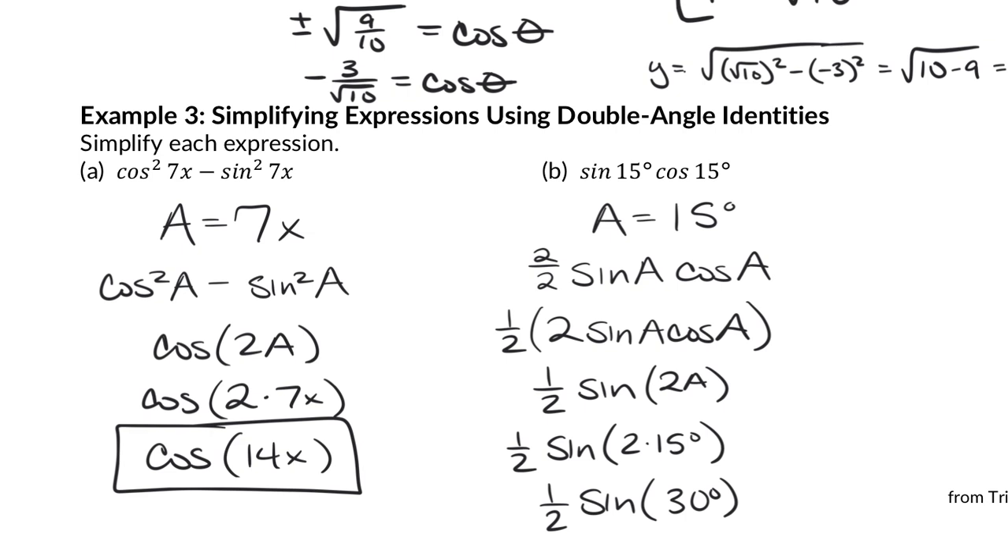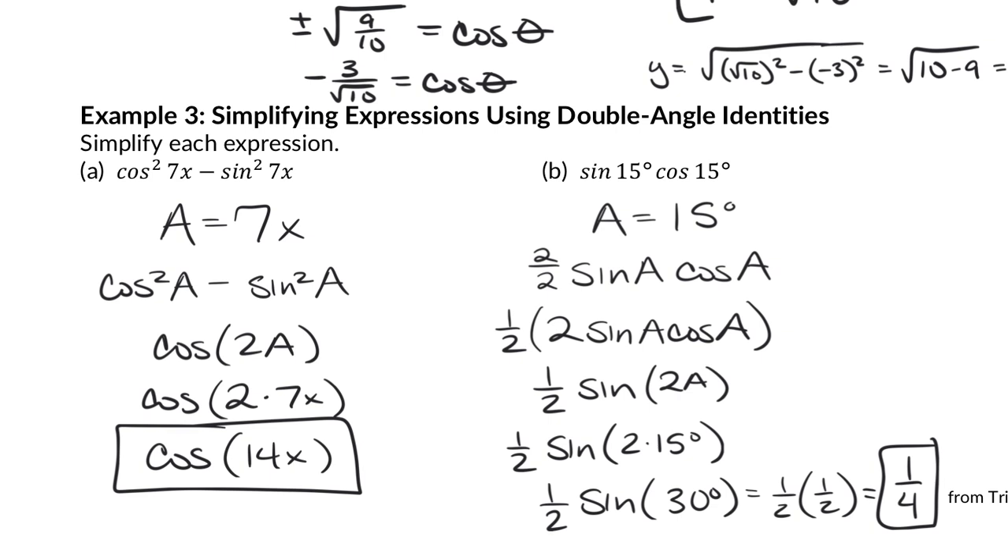And just because I can't help myself, what is the sine of 30 degrees? That's a great question. Who's got their unit circle out and ready? 30 degrees, you said? Yep. 1/2. So then I have 1/2 times 1/2. This really simplifies down to a 1/4. Yes, sir.